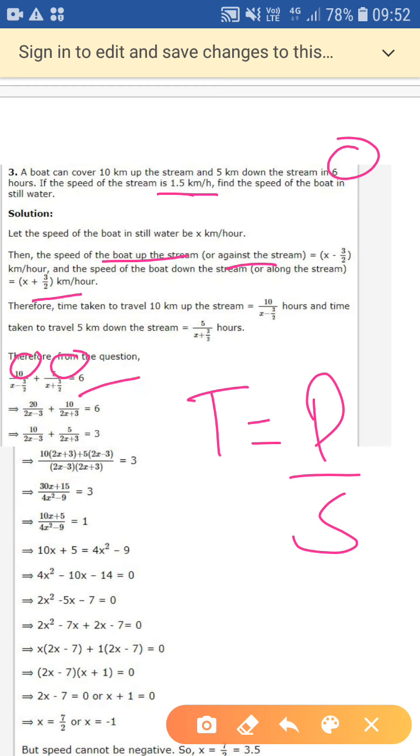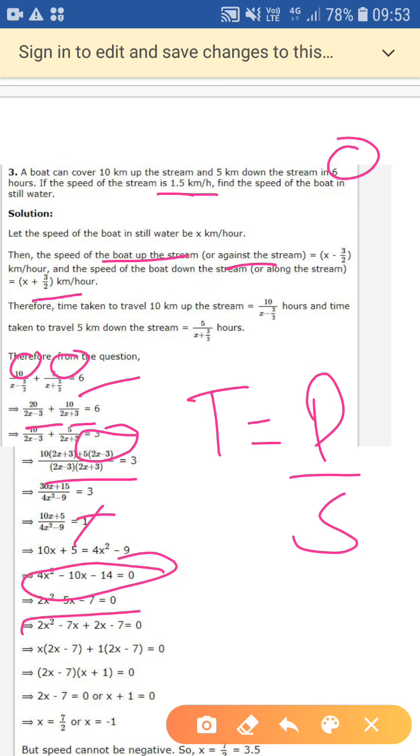Total time is 6. So now simplification is a very important step in this, because students frame the equation but they are unable to solve it in further process. So please practice thoroughly, and then we have to take the common denominator. So multiplying it, 2x minus 3 into 2x plus 3, and 10 into 2x plus 3 plus 5 into 2x minus 3. Then simplifying and cross multiplying, we have this equation 4x square minus 10x minus 14. We can further simplify it, 2x square minus 5x minus 7 equals to 0.